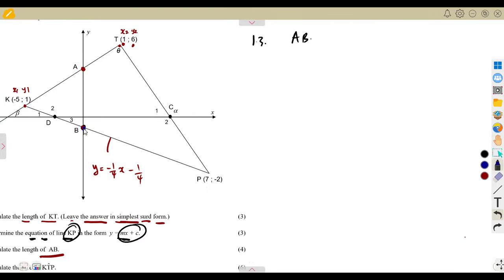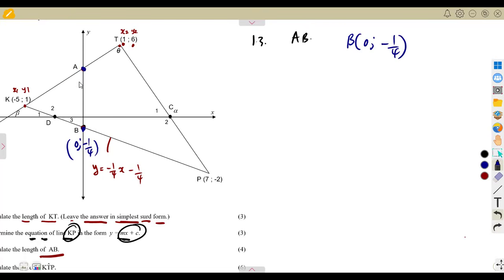So far, we have got the equation of KP, and on this line KP that we are given its equation, B is the y-intercept there. So meaning to say we can have the coordinate of B. Remember, for the y-intercept, x is equal to 0. So if x is equal to 0, the y value there is going to be minus 1 over 4, which is the y-intercept. So this is the point that we are given here at B, which is (0, minus 1 over 4). With the same concept, we are going to calculate the length of this line, which is a vertical line.